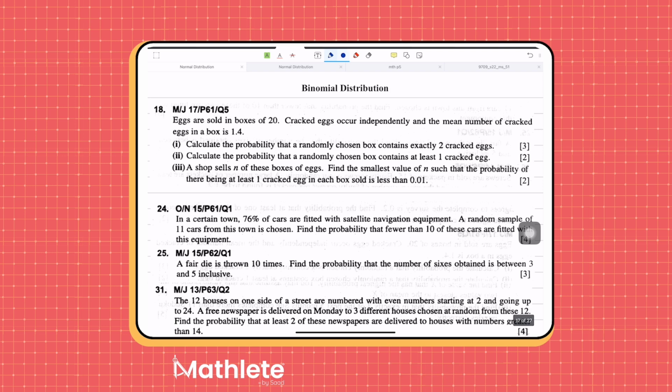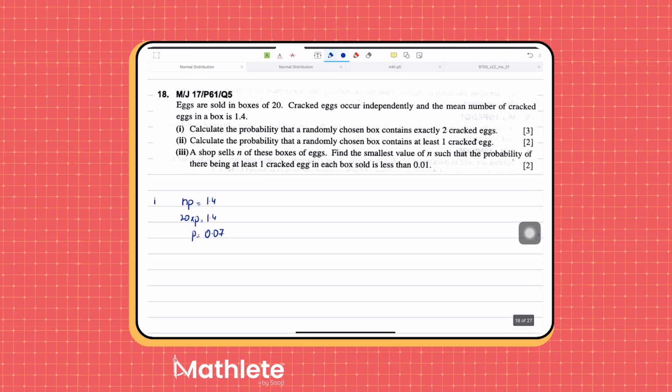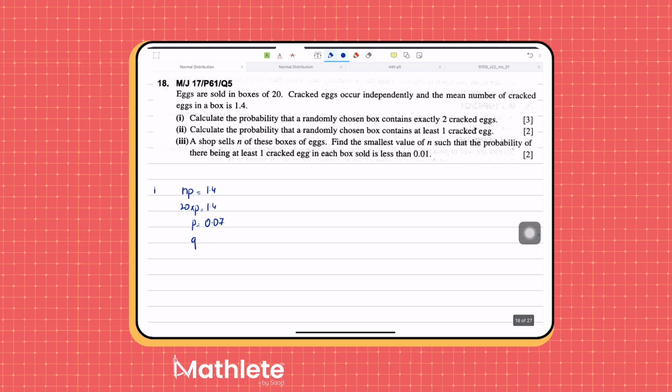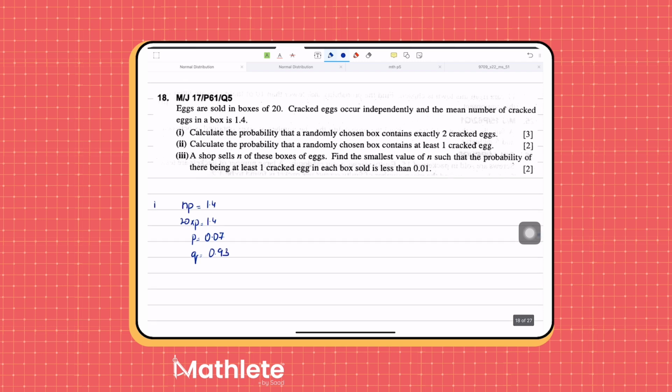So what's the number of cracked eggs that we have? 1.4. What's the total number of eggs? That's 20. So 1.4 divided by 20. That again gives you 0.07. So P is equal to 0.07. That means Q is equal to 0.93. Now, do you want me to solve this question further?